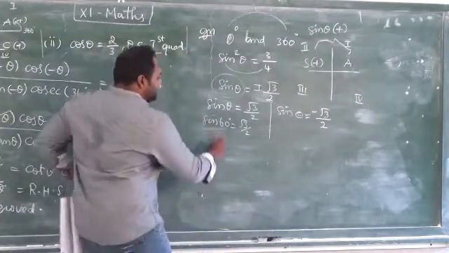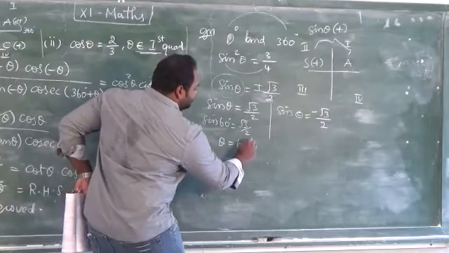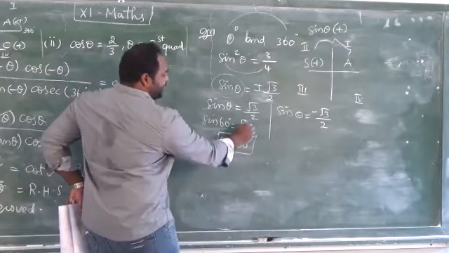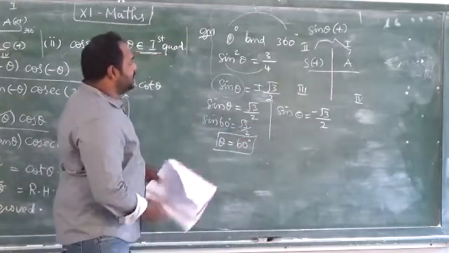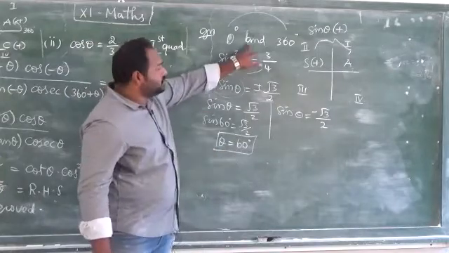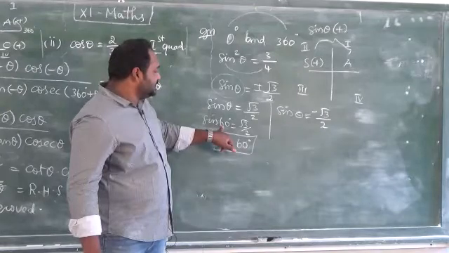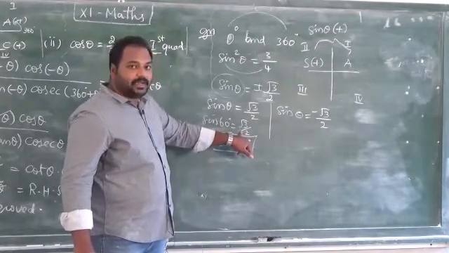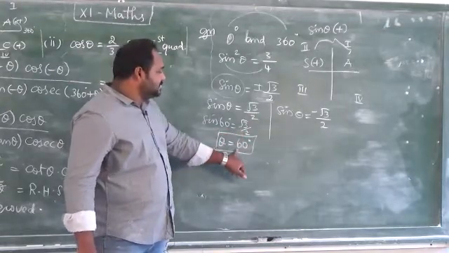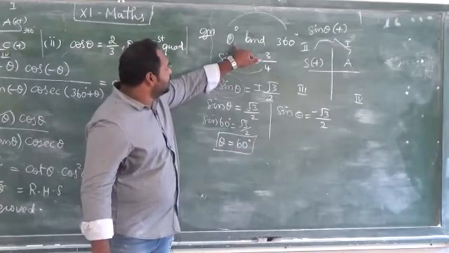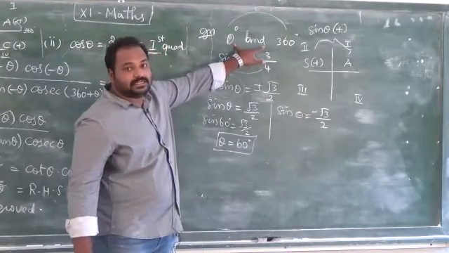So theta value is 60 degree, which satisfies the root 3 by 2 value, am I correct? 60 degree is in between 0 to 360 degree. So when theta is 60 degree, the value is root 3 by 2. So it satisfies this condition also. The 60 is in between 0 to 360.